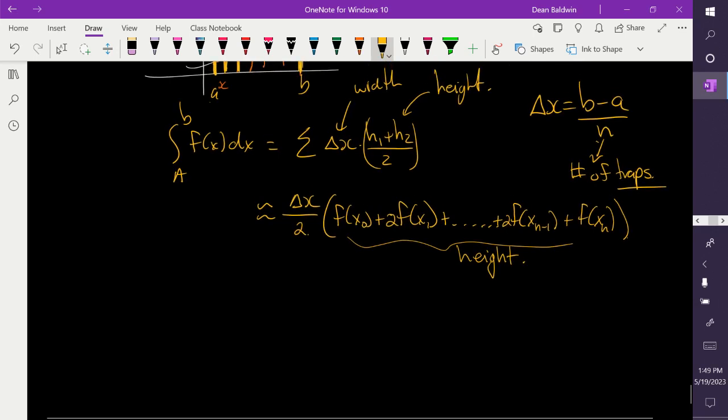Now, it looks like a complex formula. It actually isn't. Once you do a couple of them, it makes perfect sense, okay? So that's the formula we're going to use.